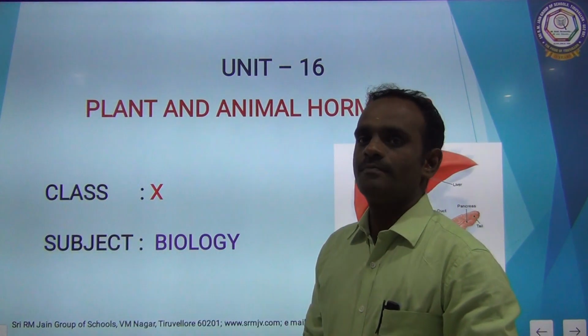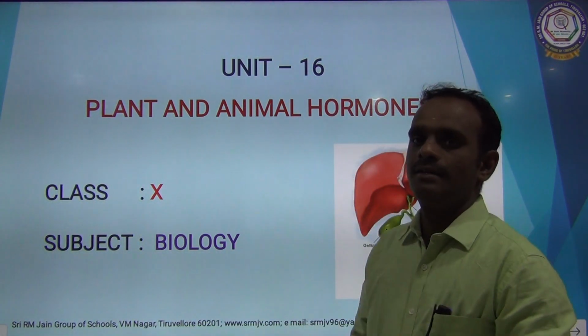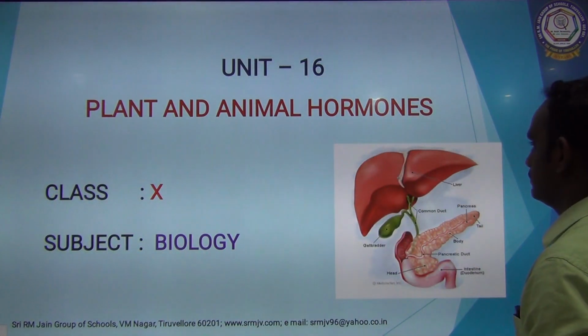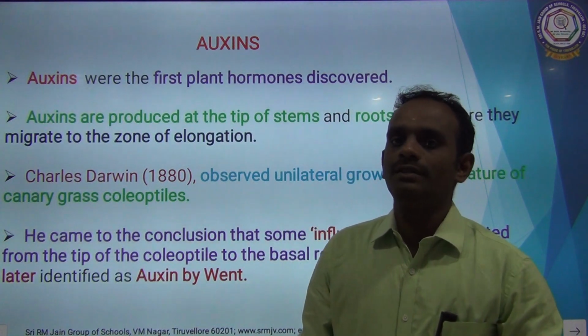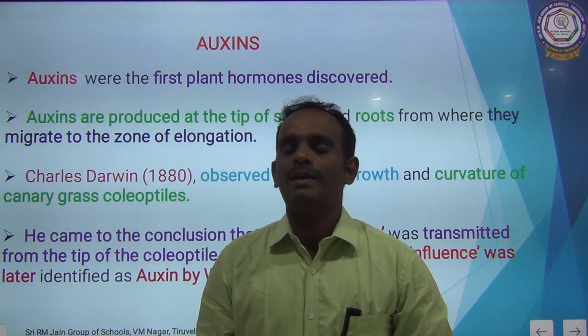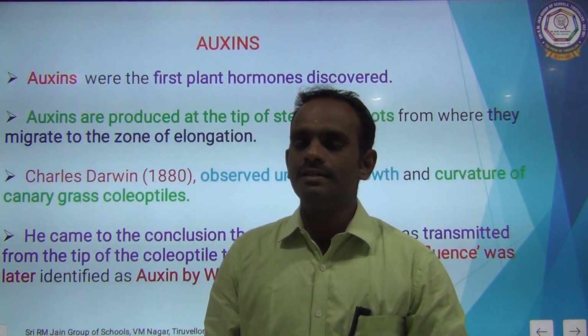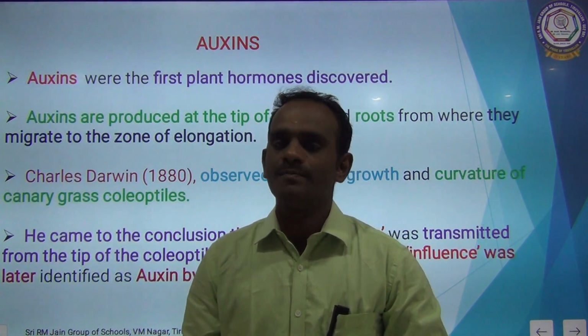Class 10, subject biology, unit 16, plant and animal hormones. In the previous class, we discussed the types of plant hormones. There are 5 different types of plant hormones: auxins, cytokinins, gibberellins, abscisic acid and ethylene.